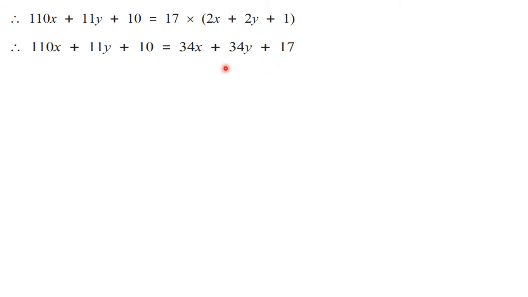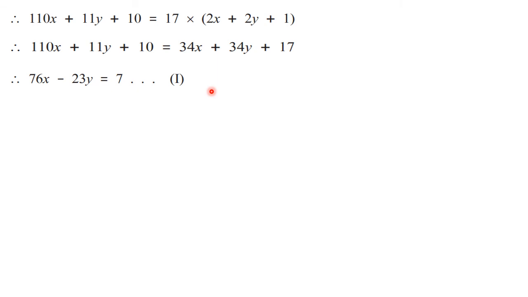Now let us shift these variables to the left hand side and the constant to the right hand side, so that we can write the equation in the form ax plus by is equal to c. So 110x minus 34x, 76x we got. Then 11y minus 34y: 34 is bigger and the minus sign is there, so minus 23y. And 17 minus 10 is 7. So this is our first equation.